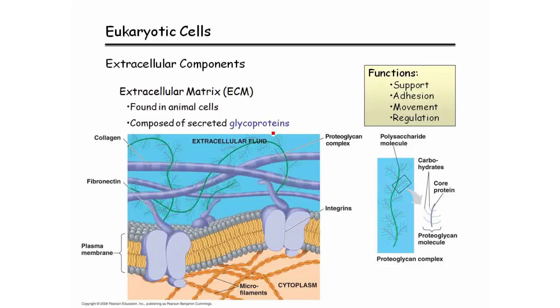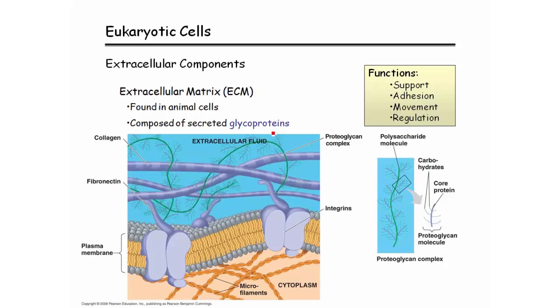It also is important for adhesion of cells. This can be adhesion of cells to each other, helping them to stick together. And it's also important for adhesion to a particular surface. It can be involved in movement, and it is also involved in regulation. If we have something that's going to come into the cell, the first thing it would have to pass through is the extracellular matrix. So it does play a role in regulating what gets to enter and exit the cell.